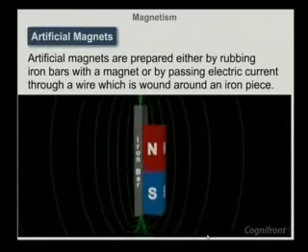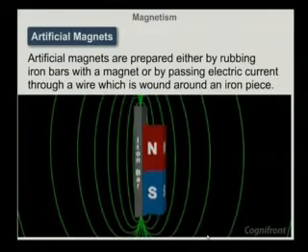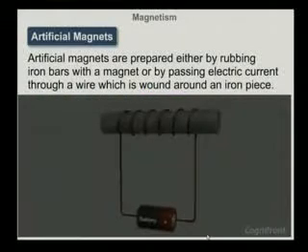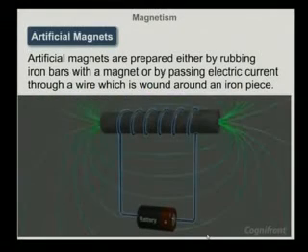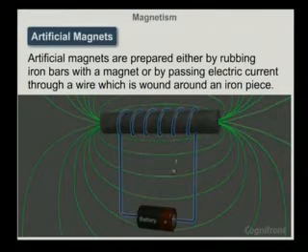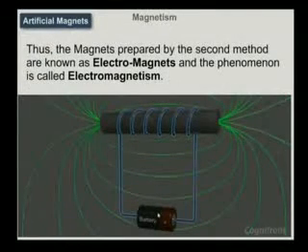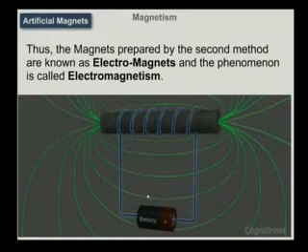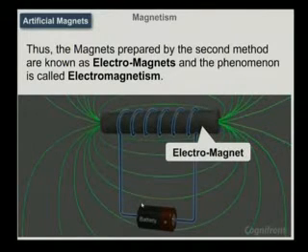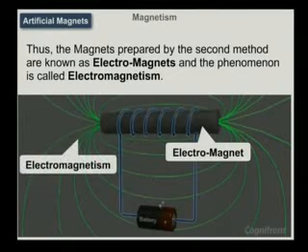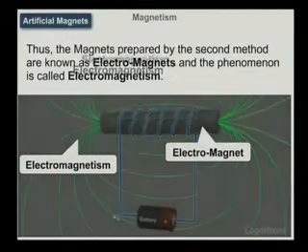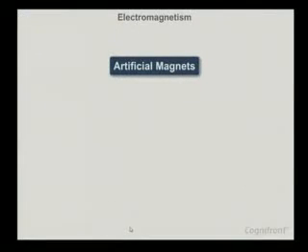Artificial magnets are prepared either by rubbing iron bars with a magnet or by passing electric current through a wire which is wound around an iron piece. Here you can see a wire wound around an iron piece with a battery source. In this way an artificial magnet is created. That artificial magnet is called an electromagnet, and the magnetic line of force here is called electromagnetism.